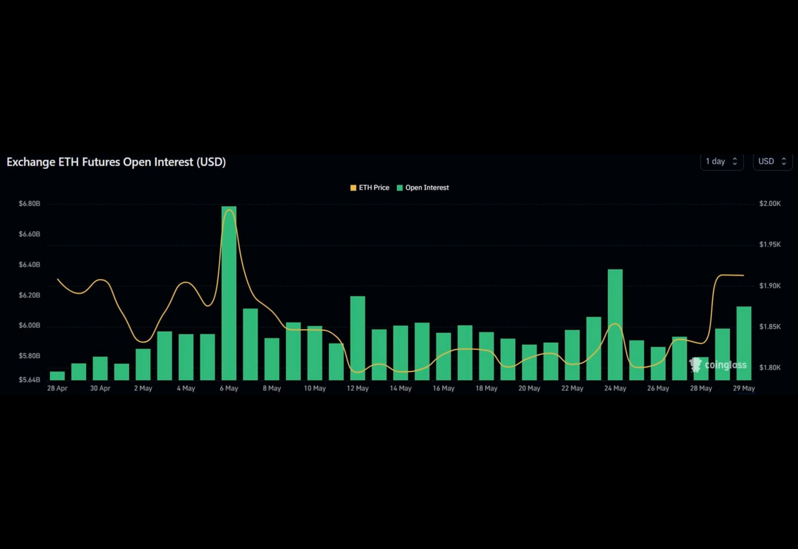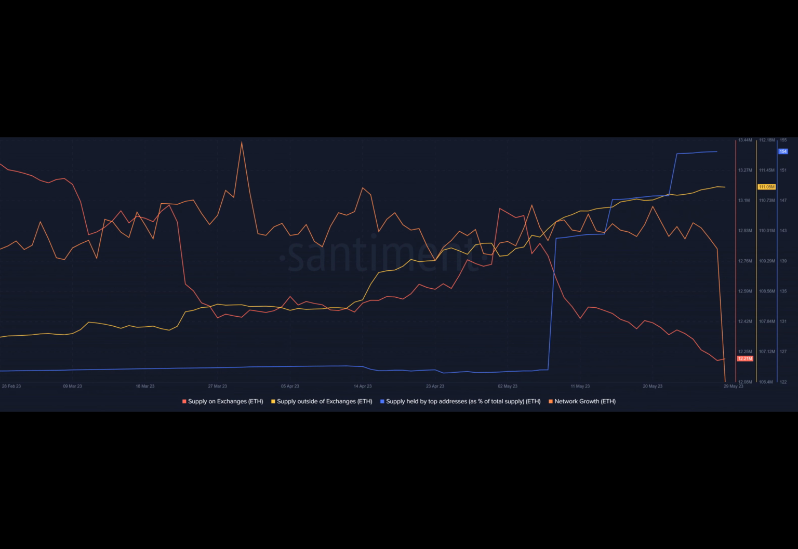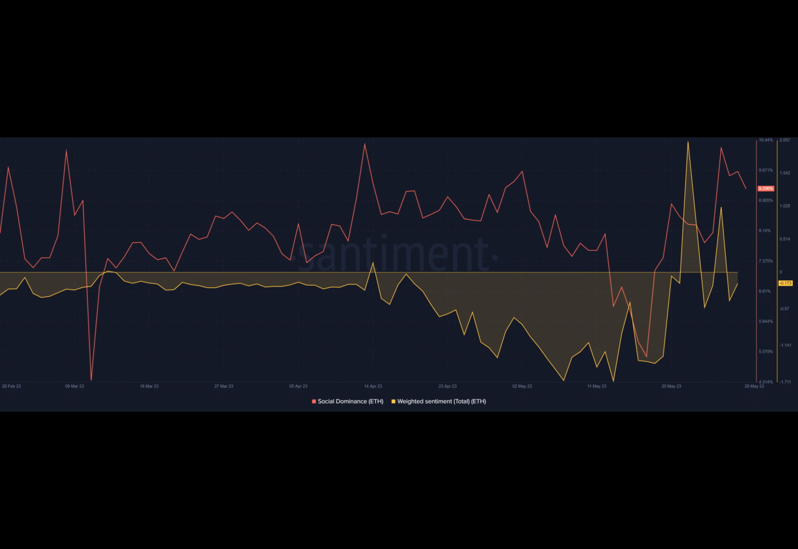As per Santiment's chart, ETH supply on exchanges has dipped substantially while its supply outside of exchanges has risen. Additionally, the supply held by top addresses also increased, further proving that investors were accumulating. Ethereum's network growth was also relatively high. A high network growth means that more new addresses were created to transfer the token.